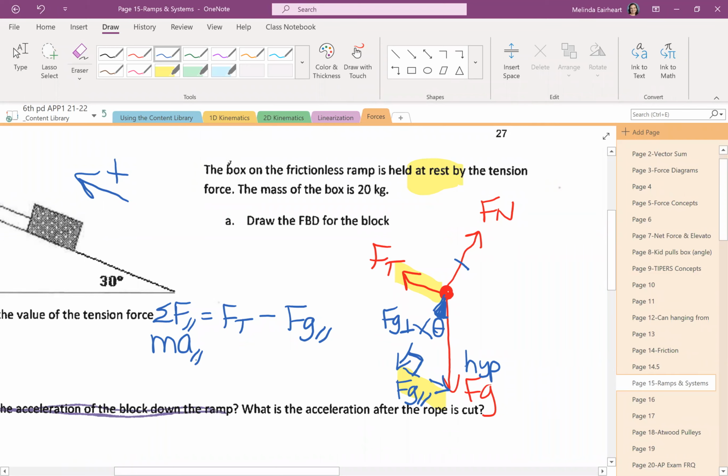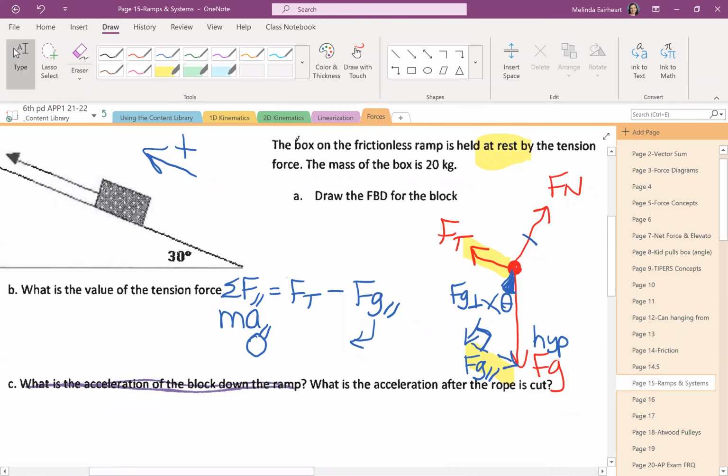You're accelerating, if any, parallel to the surface. Well, on this one, are we accelerating? It said it's held at rest. So what's the acceleration of an object at rest? 0. And so really what that tells us, if you add FG parallel to the other side, the down the ramp and up the ramp forces are equal. And so to find tension, just solve for FG parallel.